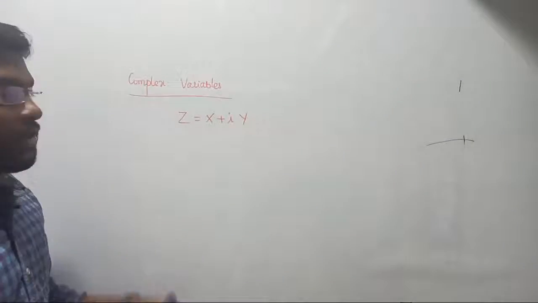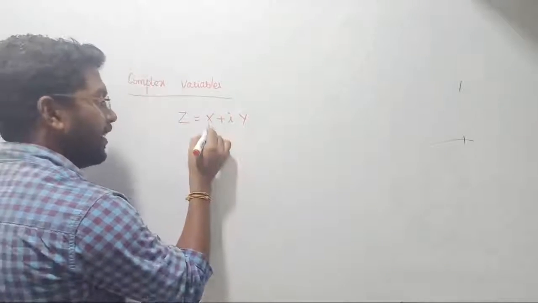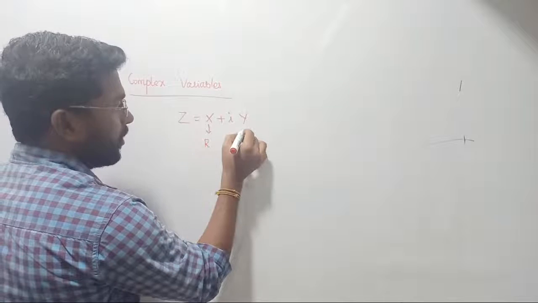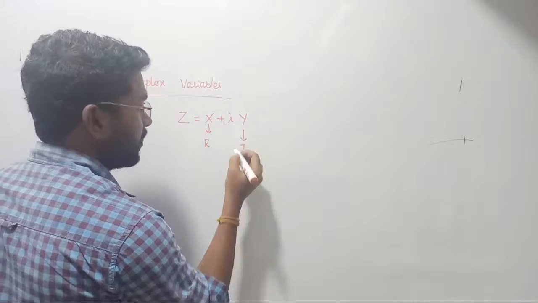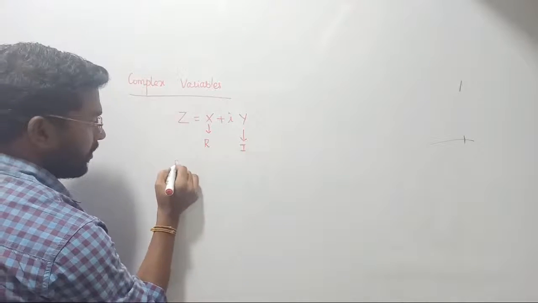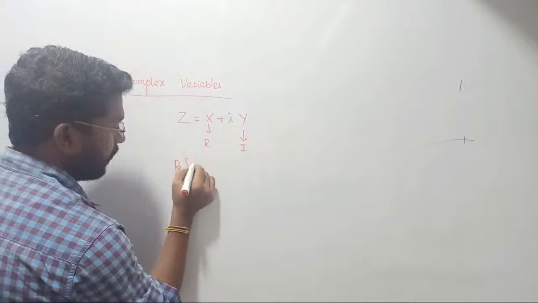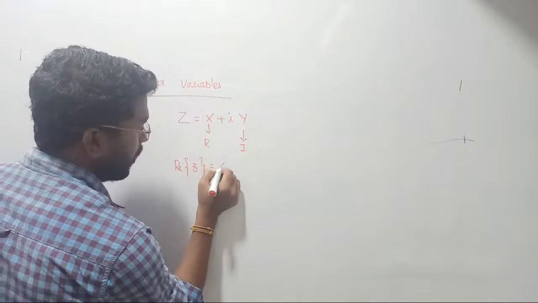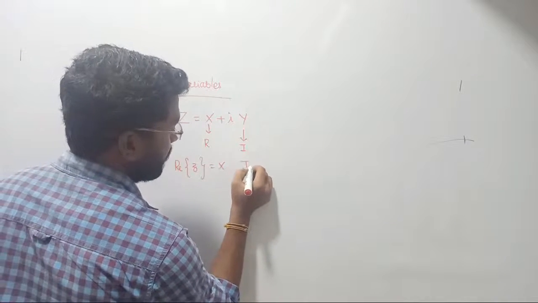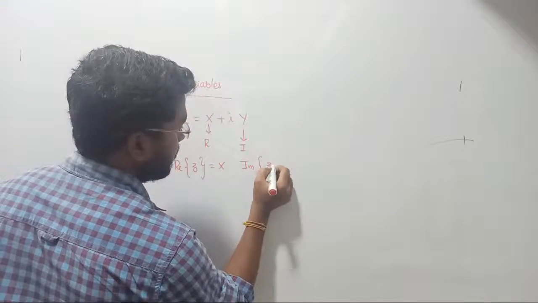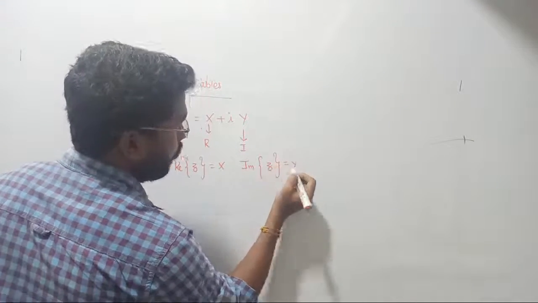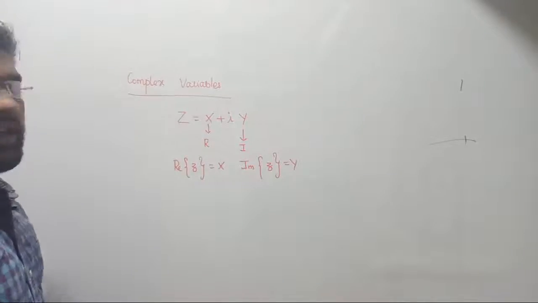Of course it's a complex variable. Why? Because it has a real part, and it also has a certain imaginary part. From this I can say the real part of z should be equal to what? X. Do you all agree with me? Yes. The imaginary part of z should be equal to what? Y. Yes, we can say like this, right?